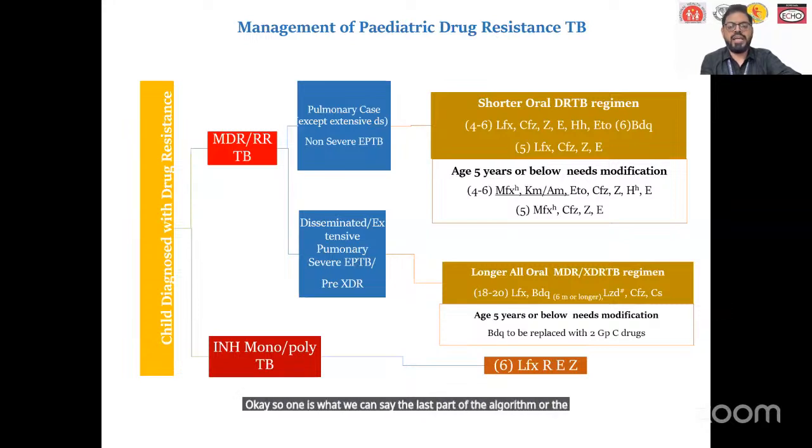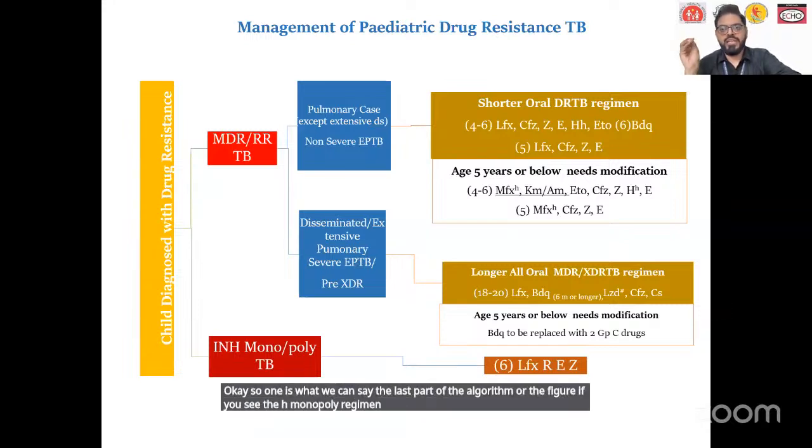If you see the H mono regimen, that means if it is an H monoresistant TB, it is very simple. Instead of H, so we are giving HRZE, we remove that H and give levofloxacin and complete the regimen for 6 months. That is the standard regimen. There is no continuation phase. There is no intensive phase. All the 4 drugs you give for 6 months.